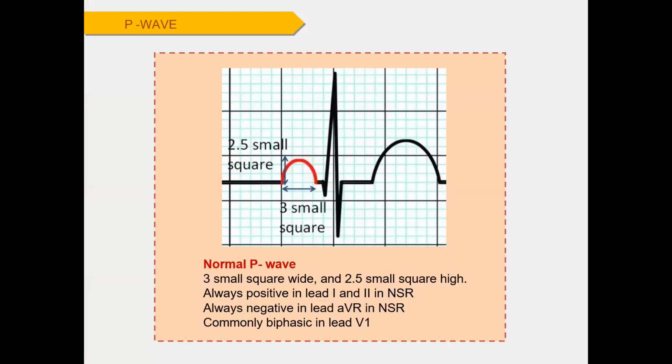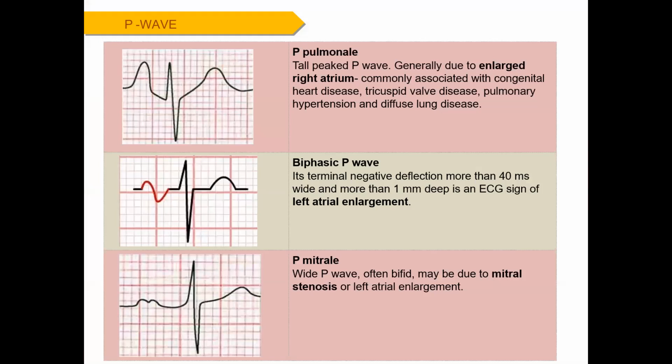Now for P wave morphology, we all know it is less than 3 small squares in length and less than 2 small squares in height. It will always be positive in lead 1 and 2 in sinus rhythm, always negative in aVR in sinus rhythm, and commonly biphasic in lead 1. P pulmonale is a tall peaked P wave due to enlarged right atrium. A biphasic P wave in V1 occurs in left atrial enlargement. P mitrale is a notched, bifid P wave, known in mitral stenosis or left atrial enlargement.